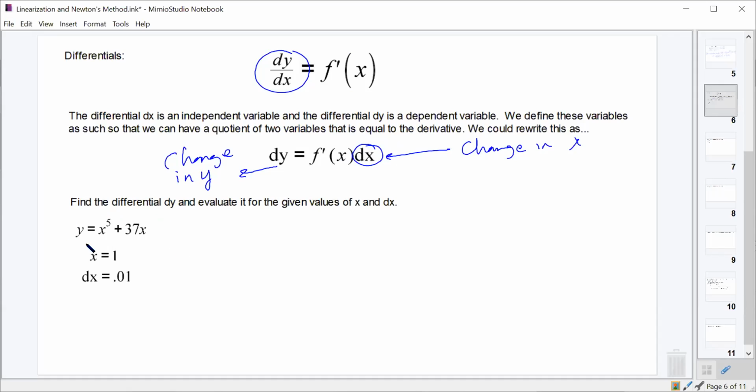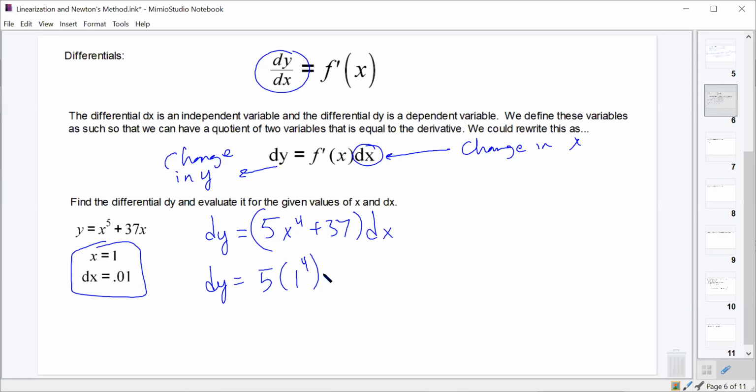So our small change in y, dy, ought to equal the derivative of this, 5x to the 4th plus 37, times whatever the small change in x is. So we want to know what happens as we go from 1 to a change of 0.01. So from 1 to 1.01, how much does our function change? Well, it changes by 5 times 1 to the 4th plus 37, times that change in x, times 0.01, which, what is that? That's 5 plus 37, which is 42. So 42 times 1/100th is 42 hundredths.